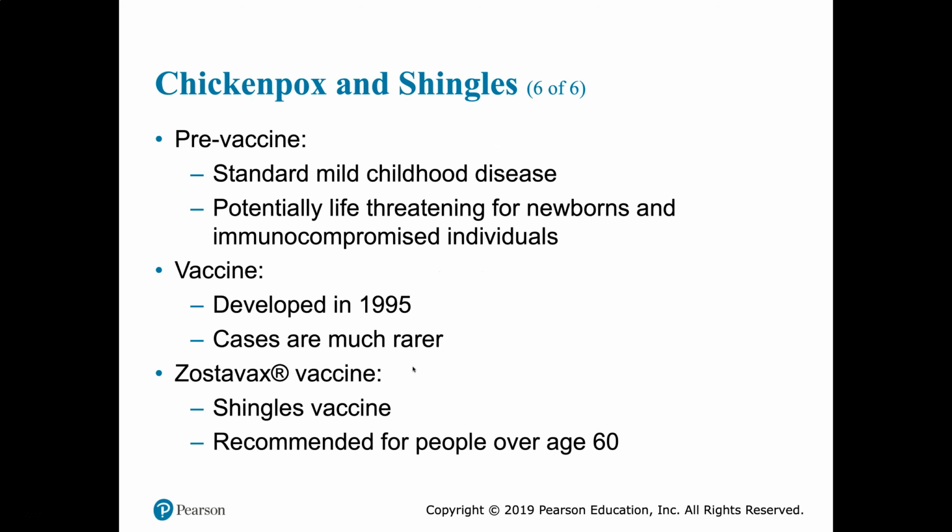I've already mentioned the vaccines. Pre-vaccine, it was dangerous for newborns and infants, and then immunocompromised people. Once the vaccine was developed, chickenpox is a lot less common, and then the shingles vaccine. You can see they recommend over 60. That number varies depending upon where you look. If you look at the CDC website versus the actual Zostavax website, the number varies. So we're talking mid-50s and on-ish.